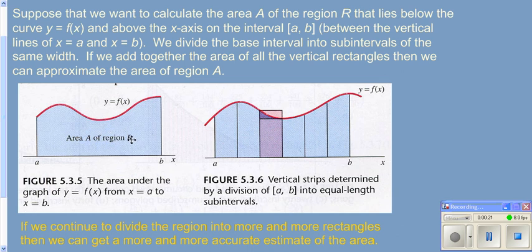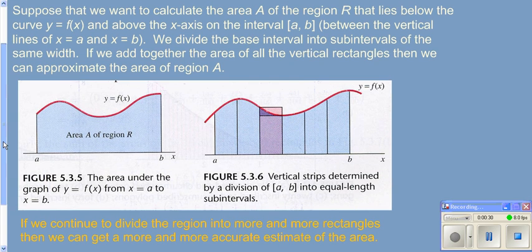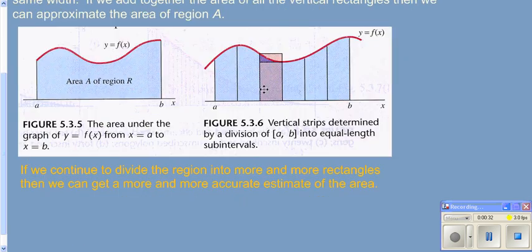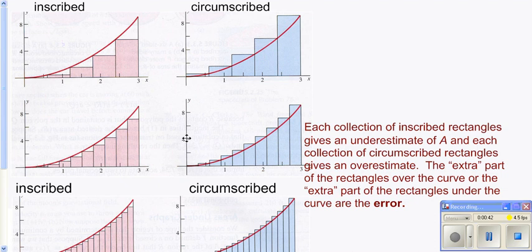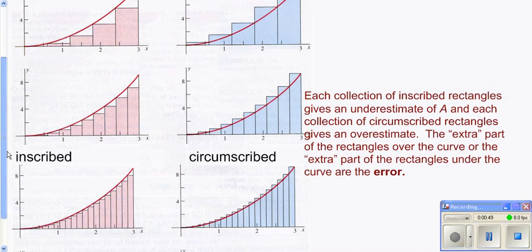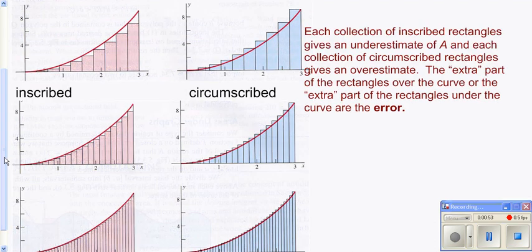Back in the first two packets that we completed, we actually used rectangles to estimate the area underneath your curve. And we noticed that as we did more and more rectangles, we got a better and better estimate of what was going on. And here we see in several pictures that as you do more and more rectangles, you get closer and closer to the actual area.